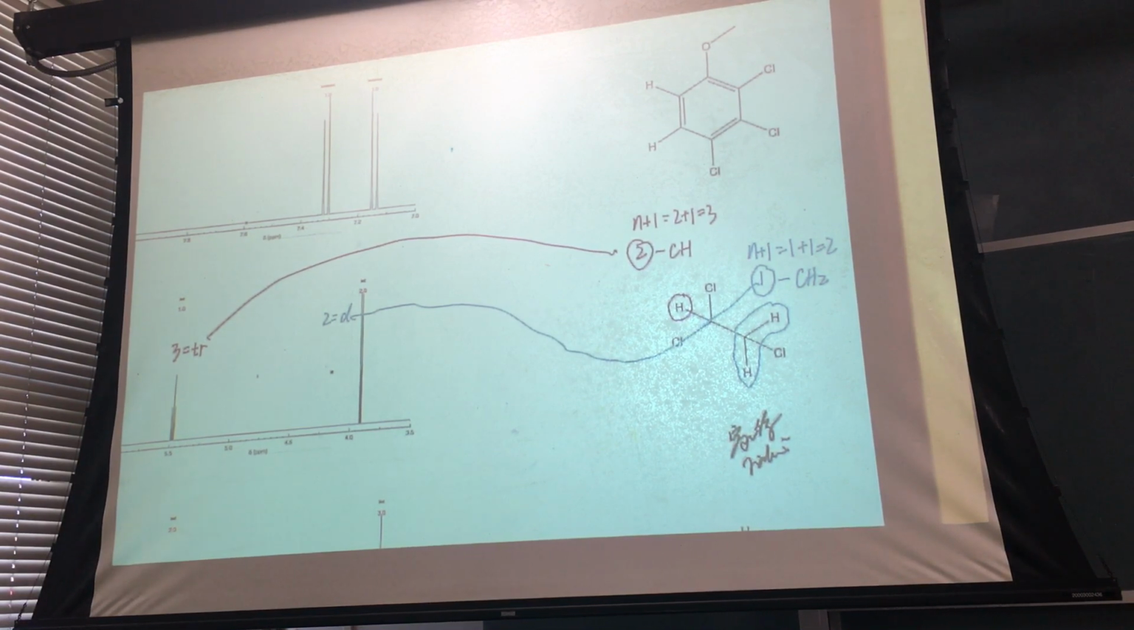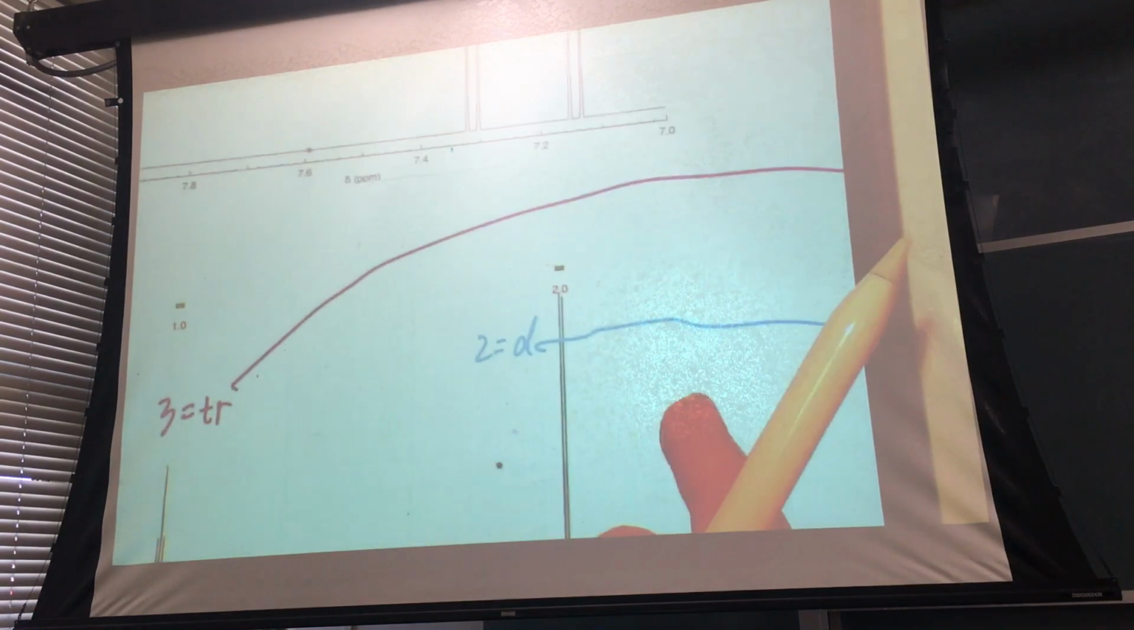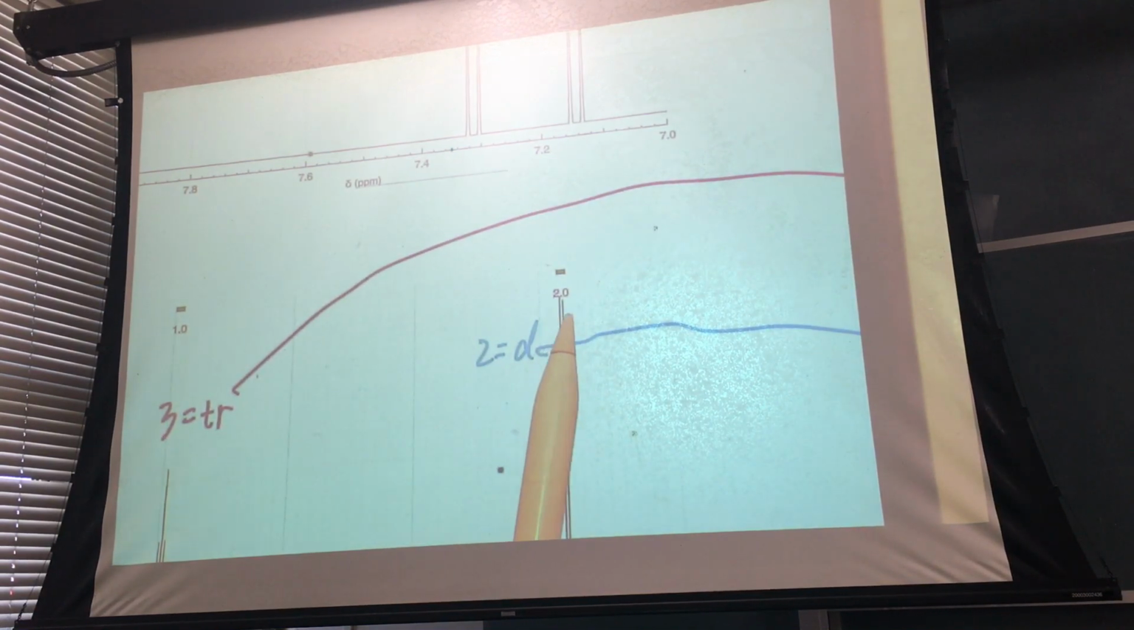Would the amount of hydrogen then make them taller? Yeah, that's the second hint. This one is 2 hydrogens, so the intensity is 2, so that one is 2. So I labeled the 2 here. That's another hint that you can use.